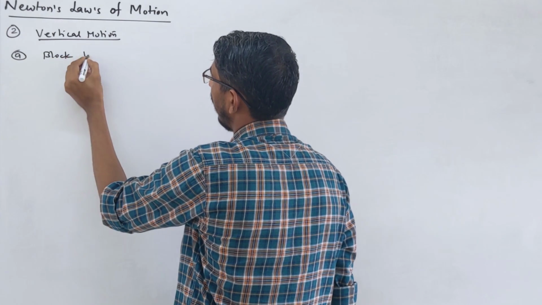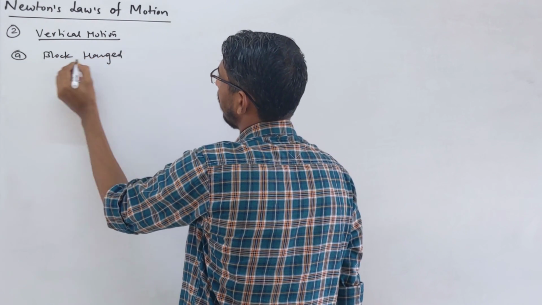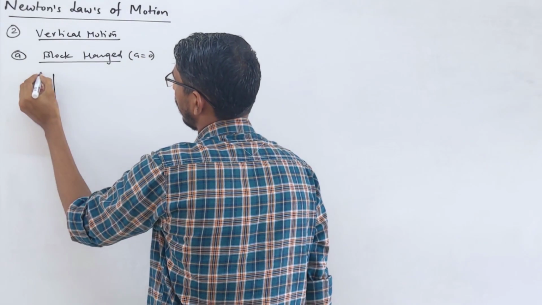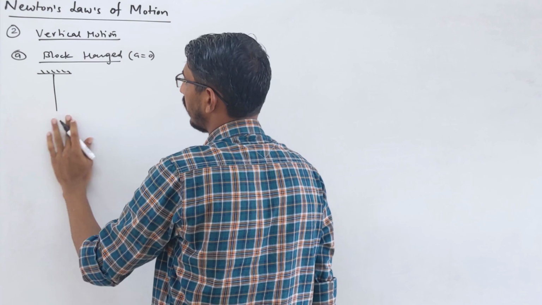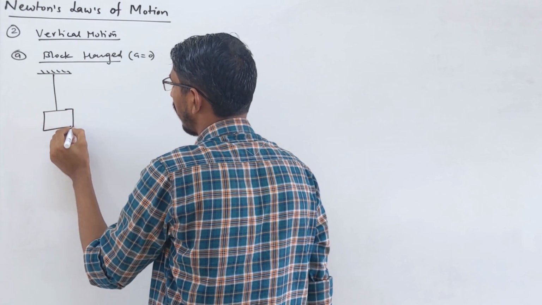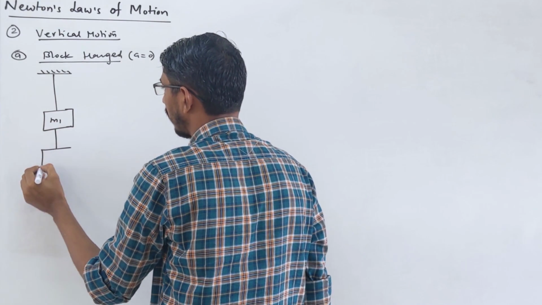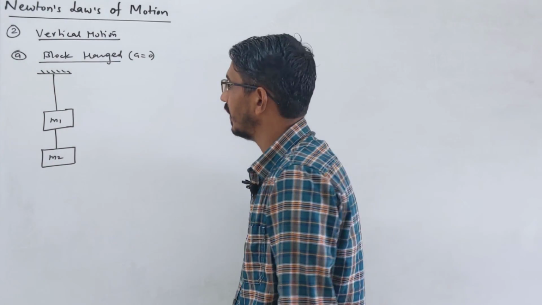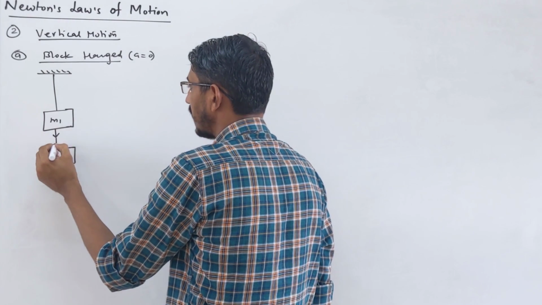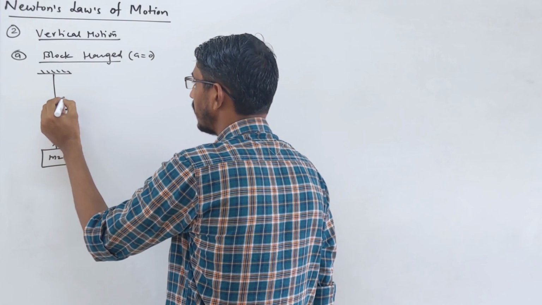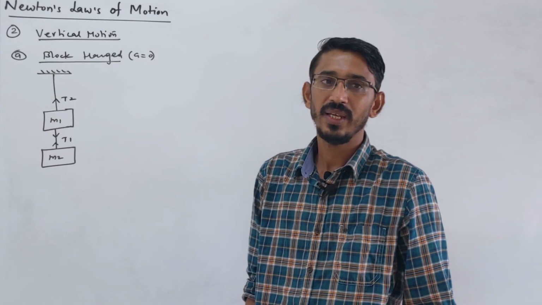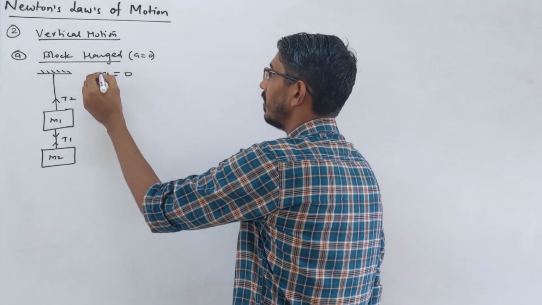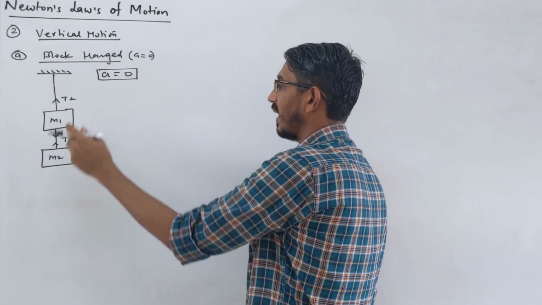Hanged means they are not moving, so a will be 0 first. Suppose this question: some blocks are hanged from a ceiling. This is a block of mass m1, this is a block of mass m2. These are just hanged. We have to calculate the tension in this string, let's call it T1, and the tension in this string, T2. Here acceleration is already 0 because they are just hanged at rest, so a is directly 0 first. And you have to calculate tension.